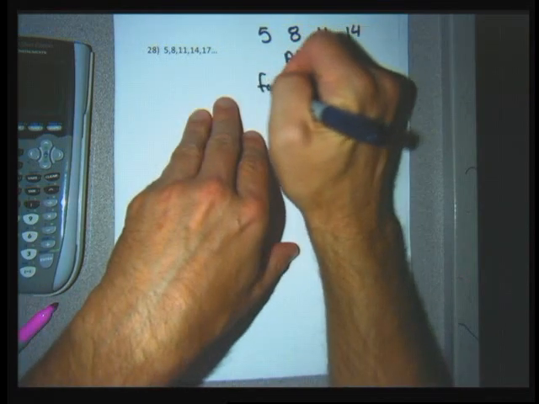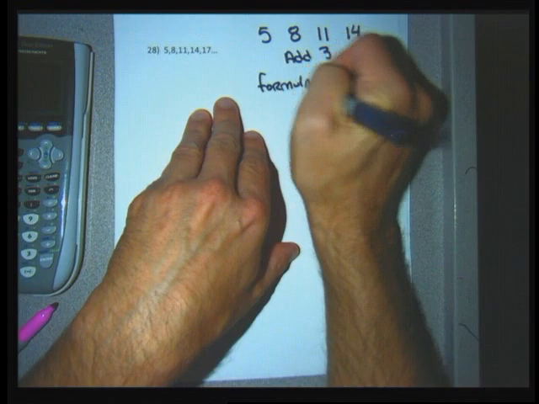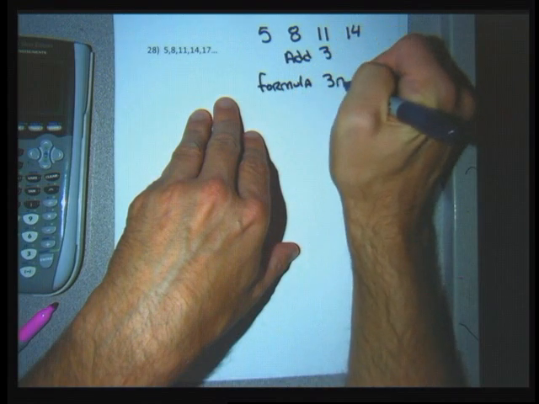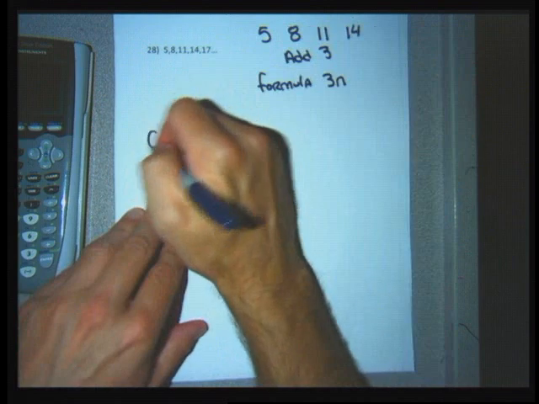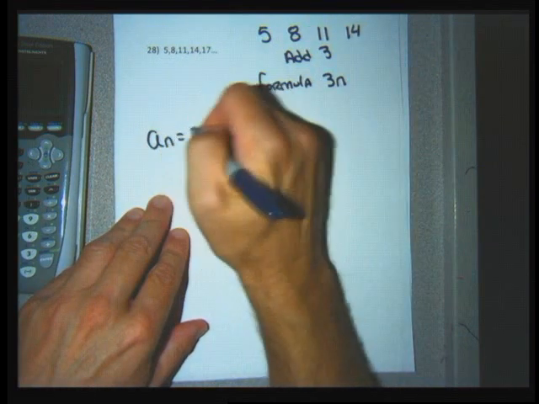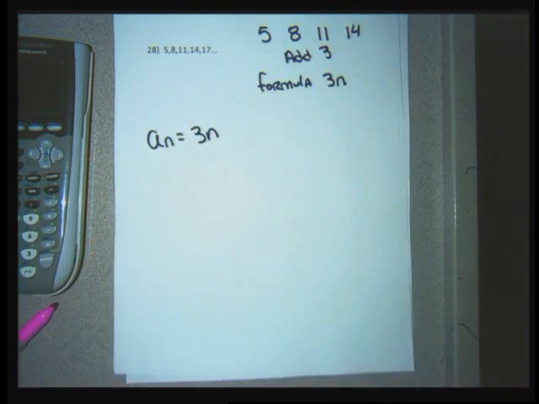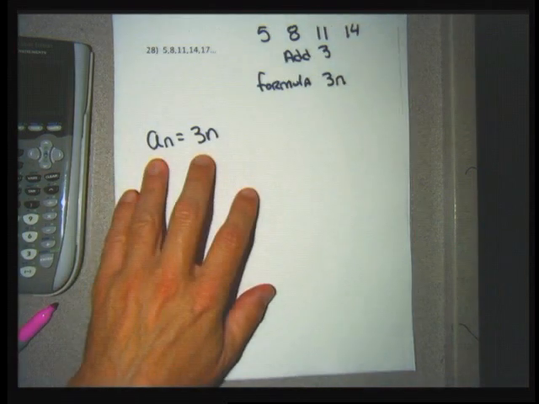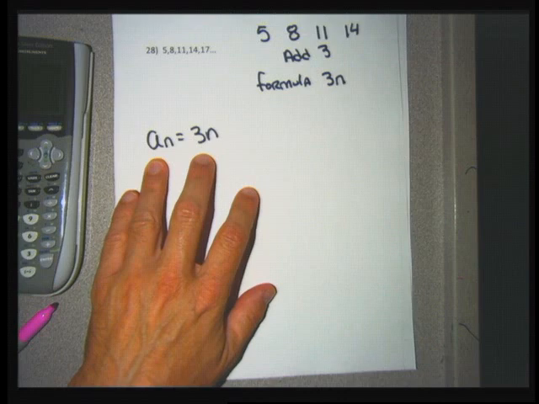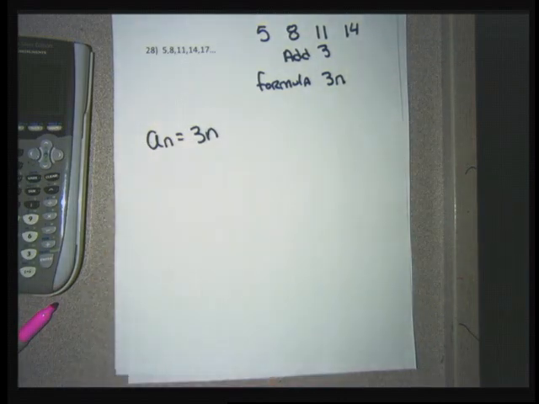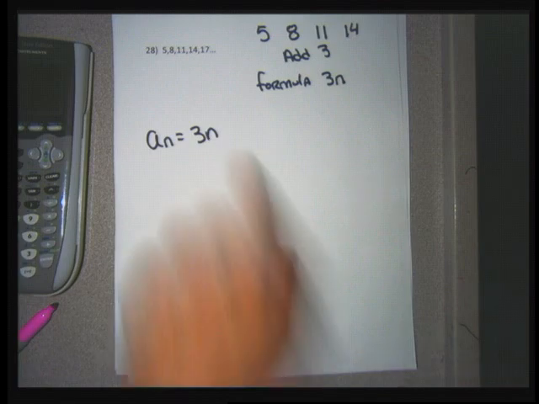So I know the formula needs a 3n. Unfortunately, that can't be the answer because that's the answer to the last problem. This sequence generates 3, 6, 9, 12, 15, and so forth. So the question is, how do I go about figuring out what goes after the 3n?